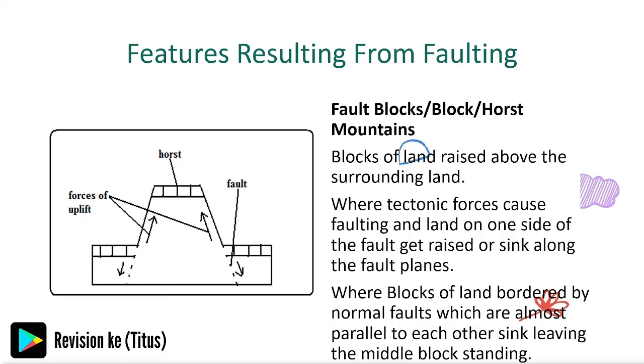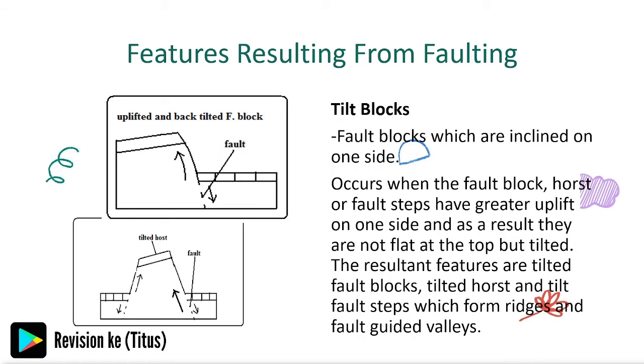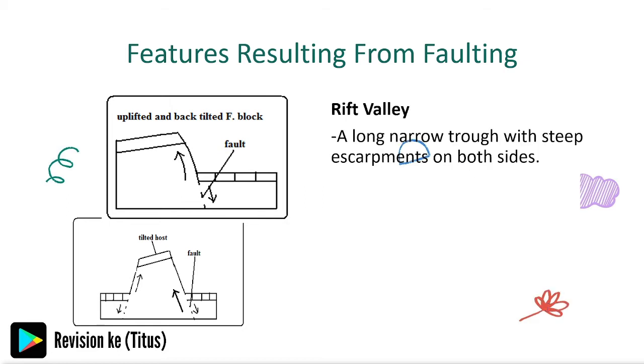The next feature we're going to look at is tilt blocks. This occurs when the fault block has greater uplift on one side, and as a result it is not flat at the top but tilted. And finally, we can look at the Rift Valley, which is a long narrow trough with steep escarpments on both sides. There are some theories that explain the formation of the Rift Valley.